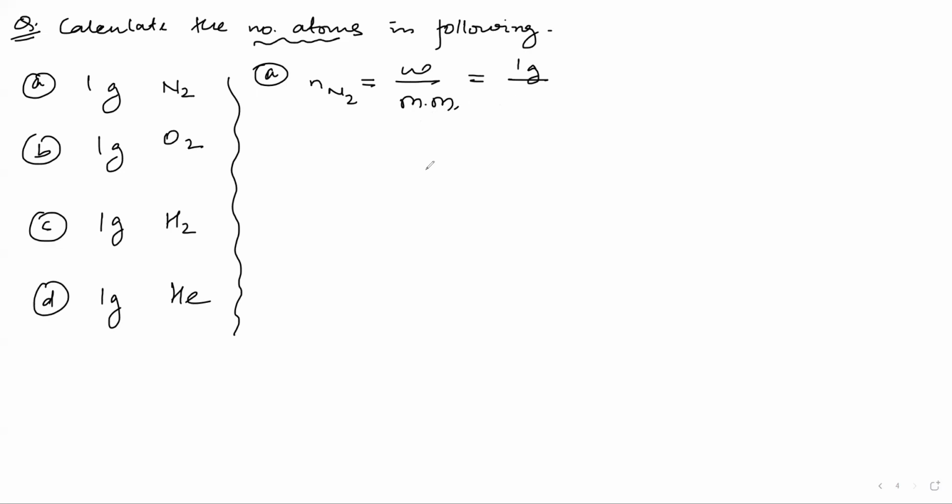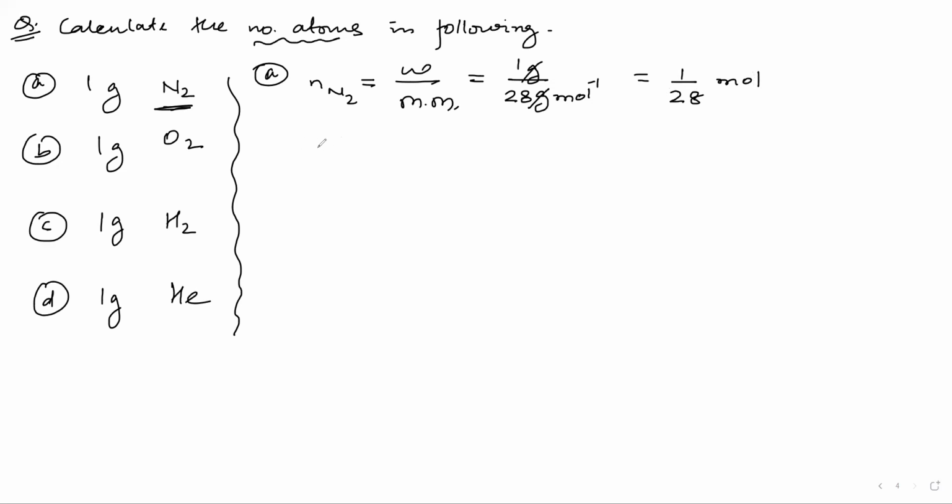We have just calculated the molar mass of nitrogen, no? 14. Please see it again and tell me. Molar mass of N2, 2 nitrogens. 28. Okay, very good. 28 grams per mole. So grams and grams cancel each other out. This will be 1 by 28 mole. Now we have calculated the number of moles of N2.